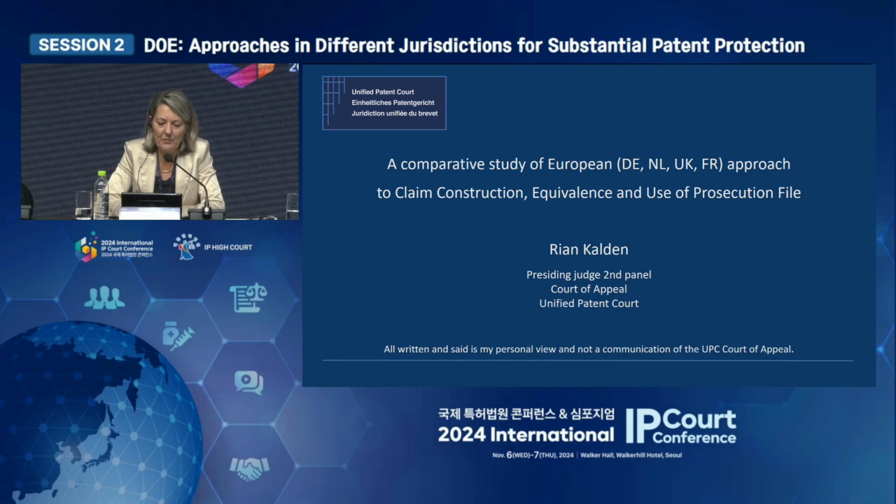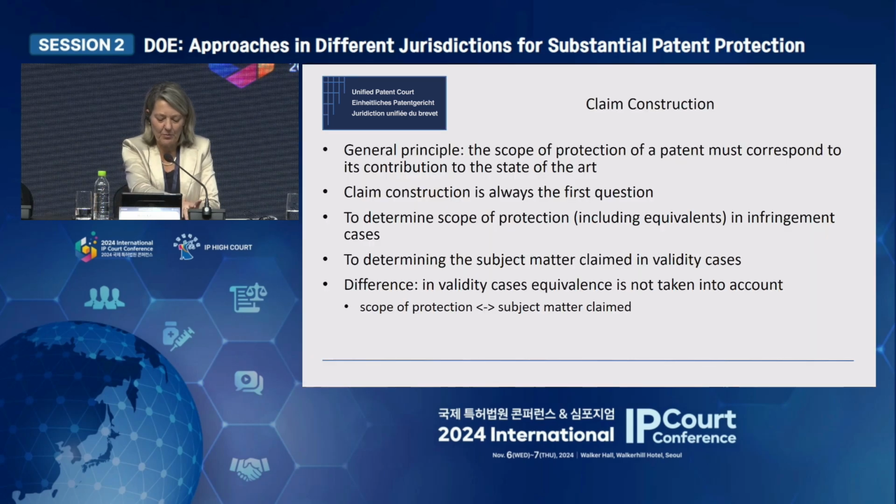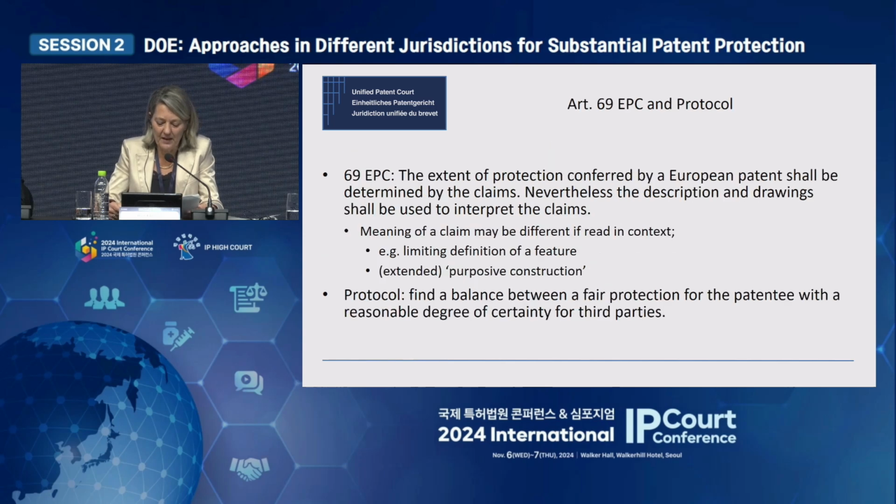Equivalence is a matter of claim construction. As a general principle of claim construction, the scope of protection of a patent must correspond to its contribution to the state of the art. And this principle is basically laid down in Article 69 of the European Patent Convention, which says that the extent of protection conferred by European patents shall be determined by the claims, but nevertheless the description and drawings shall be used to interpret the claims.